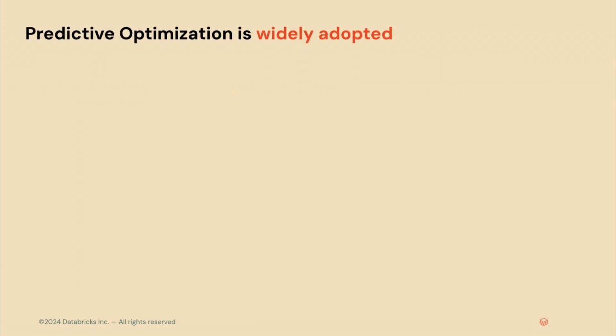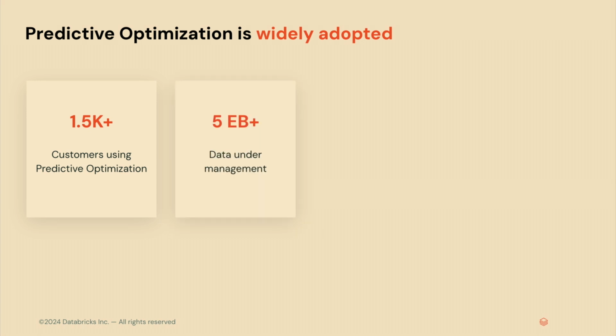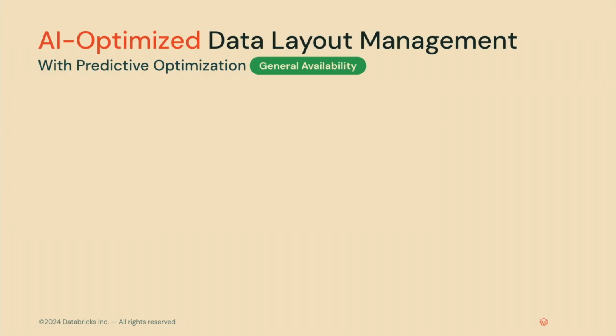And since the public preview, we saw tremendous adoption for predictive optimization. We have over 1,500 active customers using predictive optimization. We have more than 5 exabytes of data under management. And on some days, we are even optimizing more than 2 petabytes of data a day, which is truly phenomenal. And you don't have to just take our word for it. Predictive optimization has been endorsed by so many customers for its simplicity to use and the benefits that it brings.